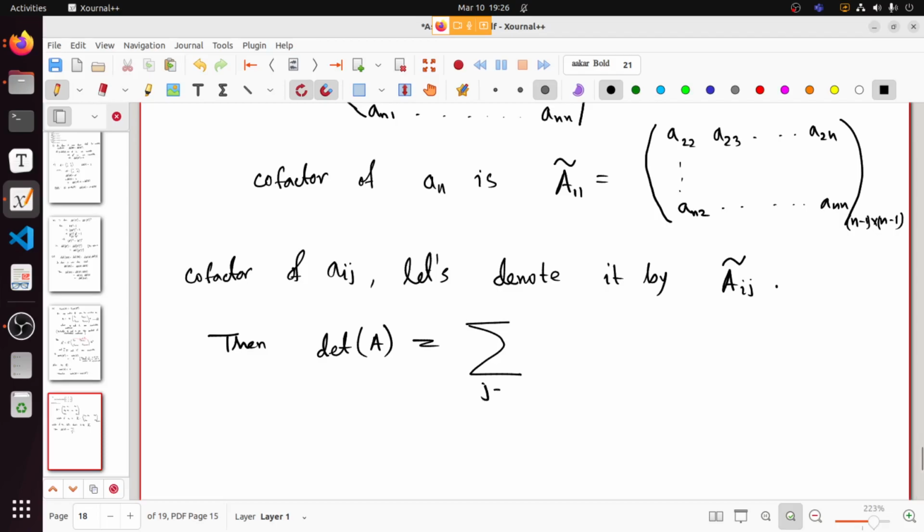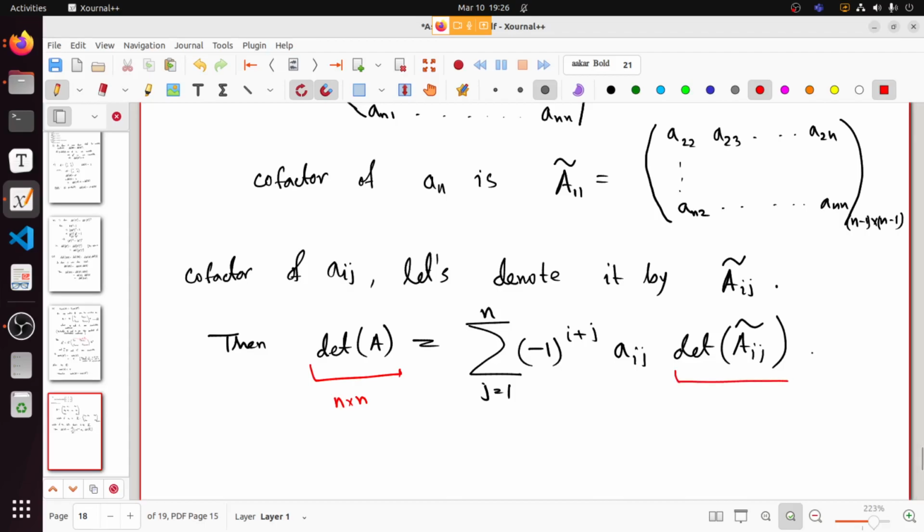So the sum over j equals 1 to n of minus 1 to the power i plus j, times A_ij, times the determinant of A_ij tilde. This is the definition of the determinant, where A is an n cross n matrix, and here the determinant is of an n minus 1 cross n minus 1 matrix, and you know the value for n minus 1. So by induction you are computing the determinant.